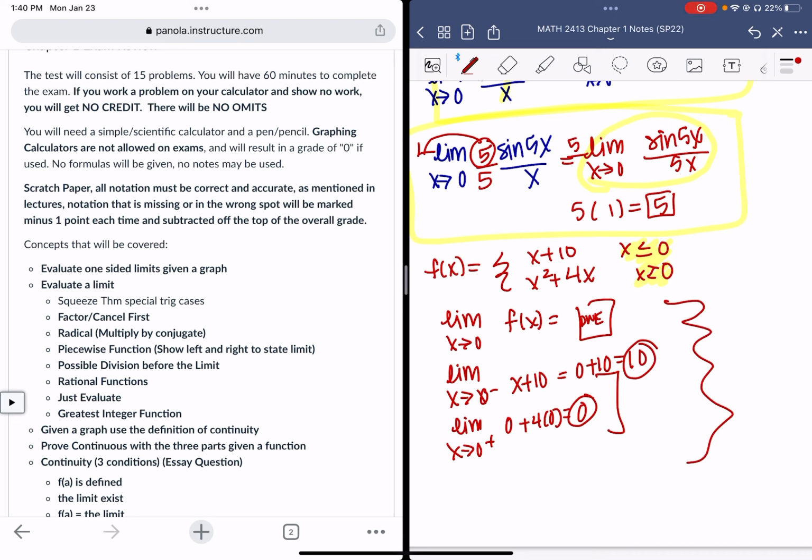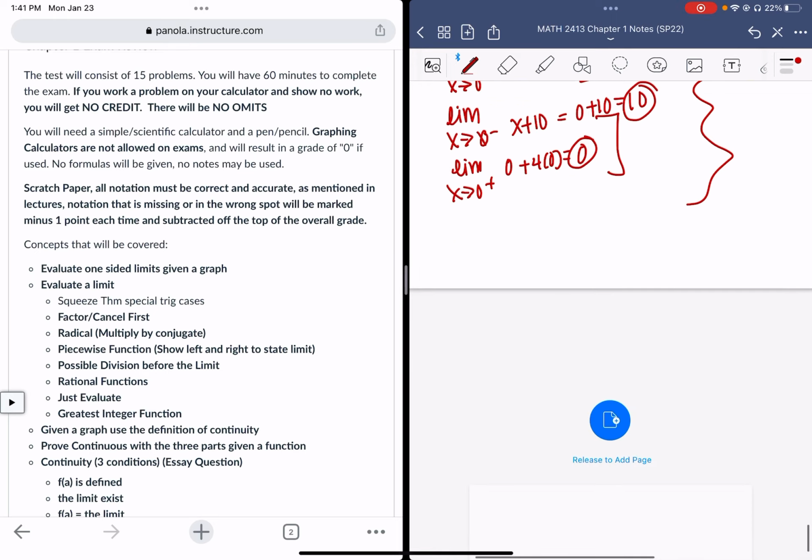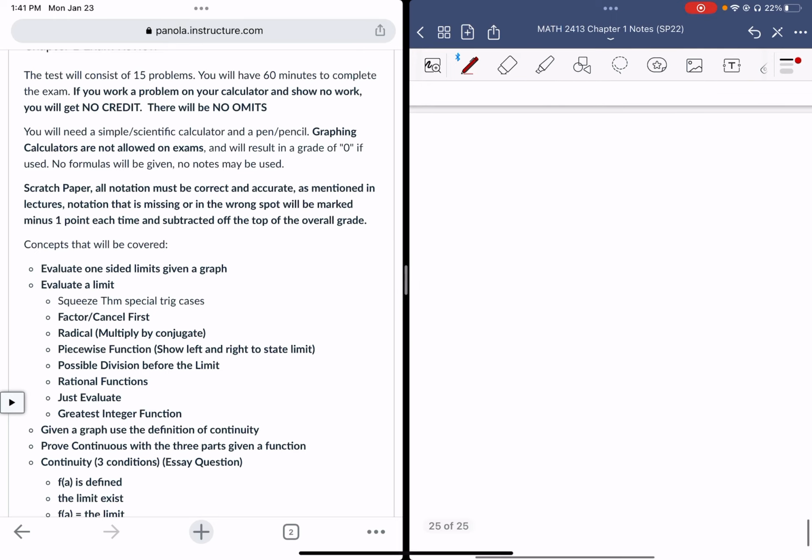Again, it's not a matter of just writing D and E on any of your problems. So I just want to kind of go through and hit some high points to help explain that second bullet. The next part says, given a graph, use the definition of continuity. So let's review continuity. When you're talking about the continuity of a function, there are 2 different ways you're going to see it. First of all, just its definition.